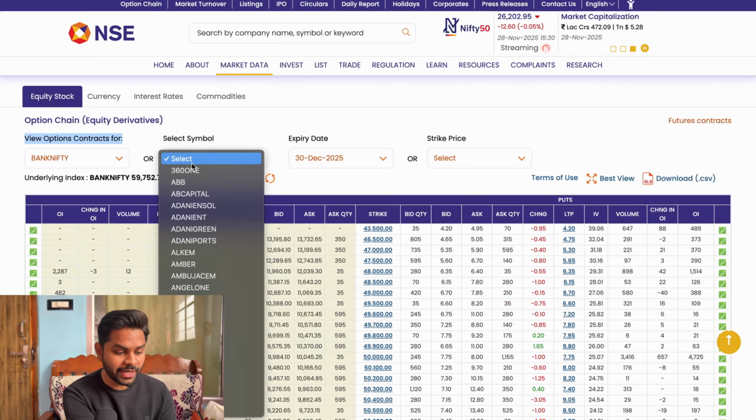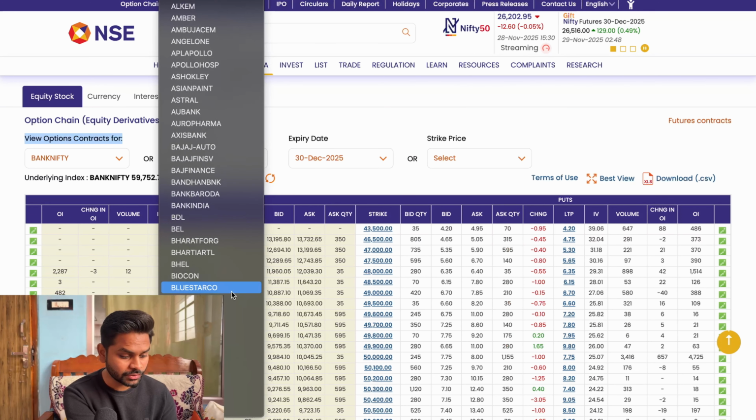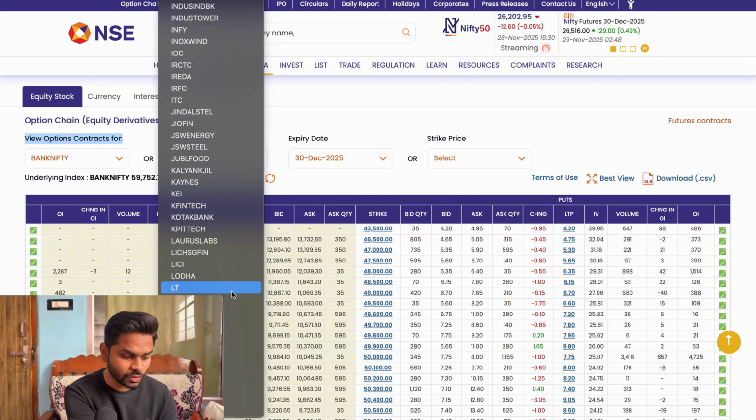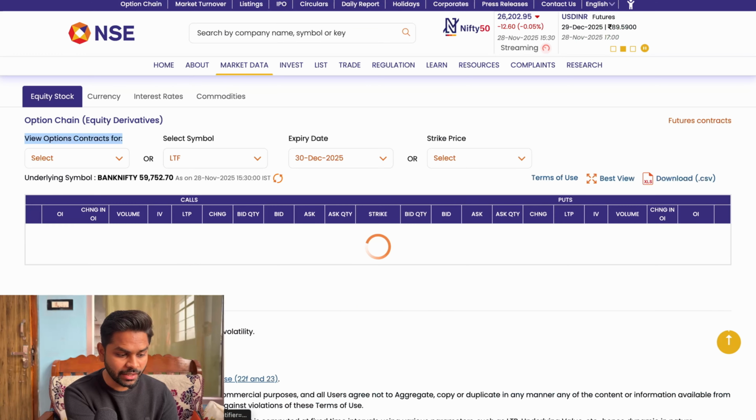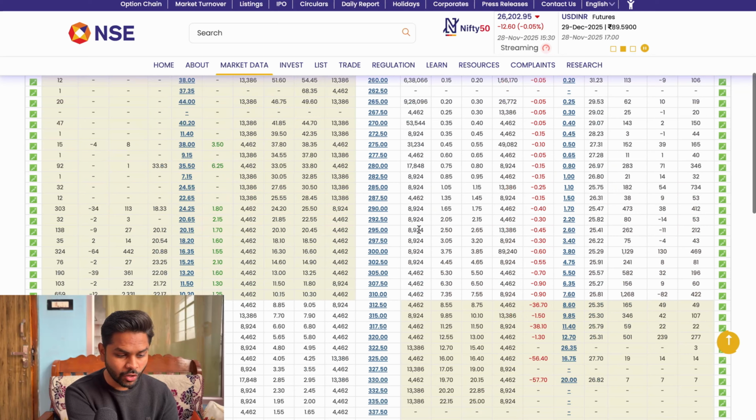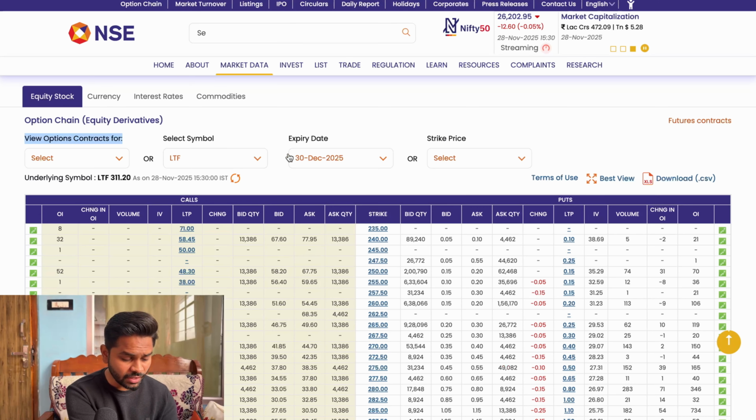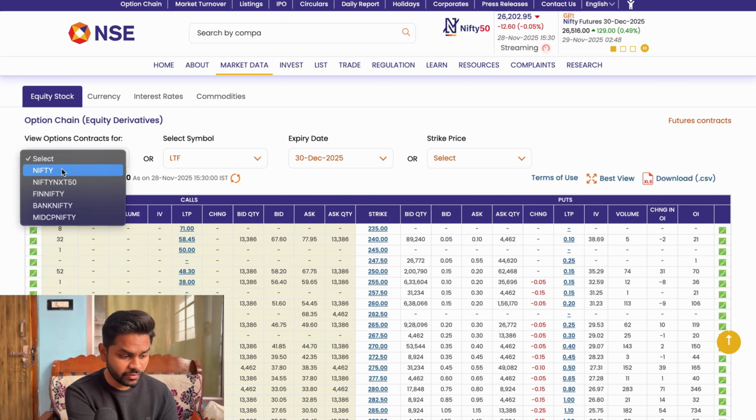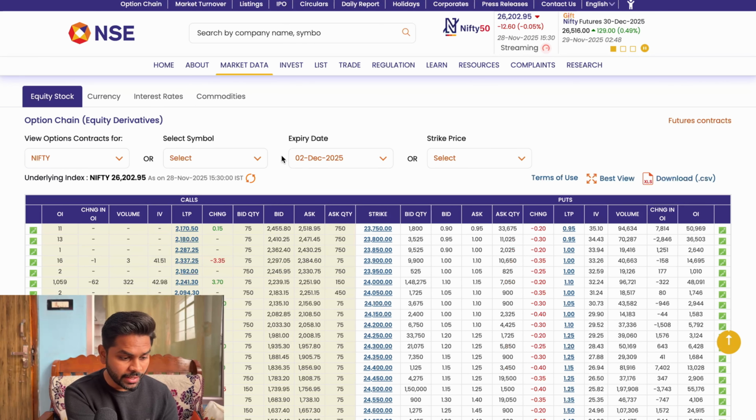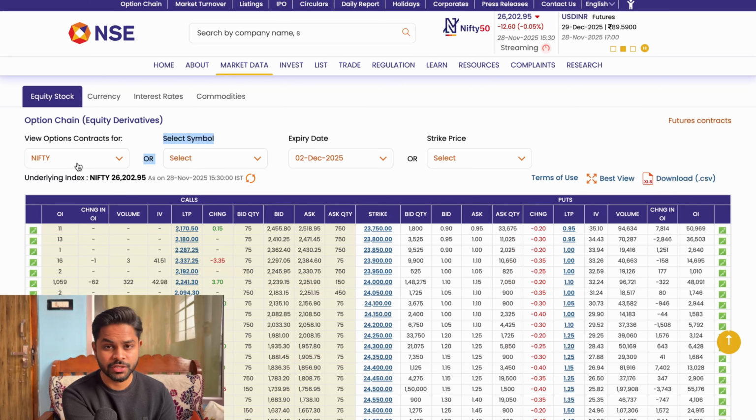Similarly, if you trade any stocks, in stocks also all stocks are available. Let's say you trade LTF, L&T Finance, then the option chain will be right here. So this is for index and this is for stocks. Now, let's say we are looking for Nifty. Here the expiry day will be gone, because we have selected it. You can either watch Nifty or you can watch the stocks.